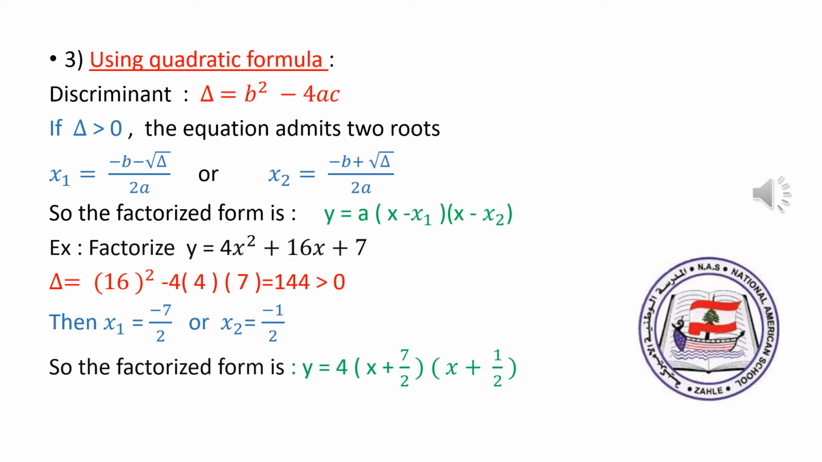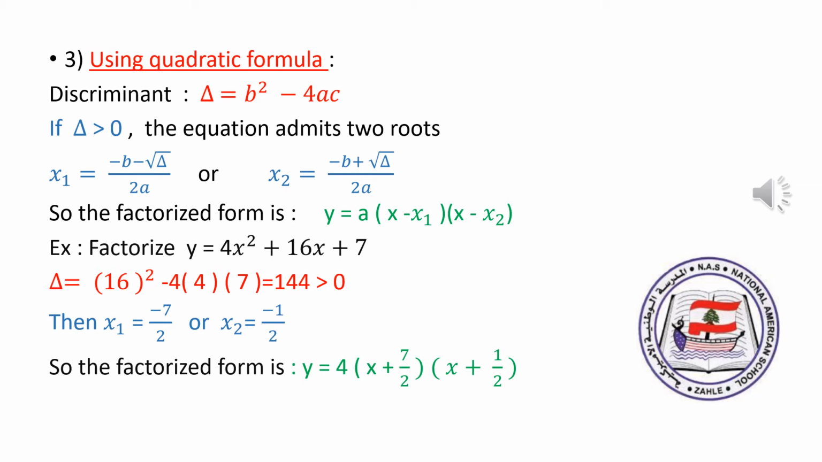If delta is positive, then the equation admits two roots, or two solutions, or two values of x defined by x1 and x2 as shown. And then the factorized form is y equal a into x minus x1 into x minus x2, where a represents the leading term in any quadratic expression.